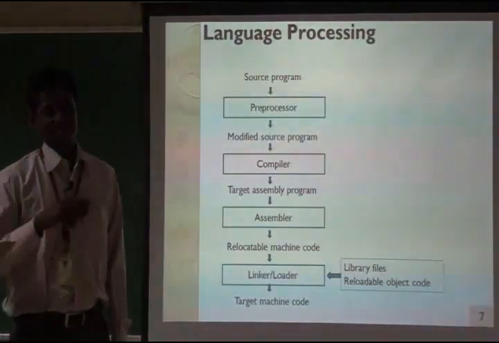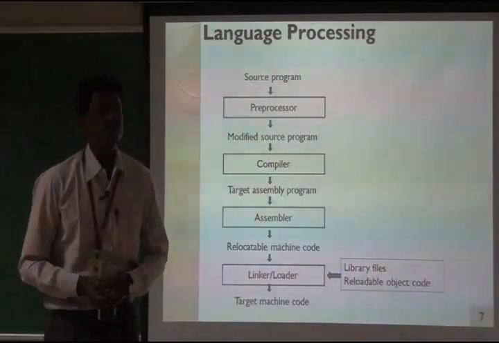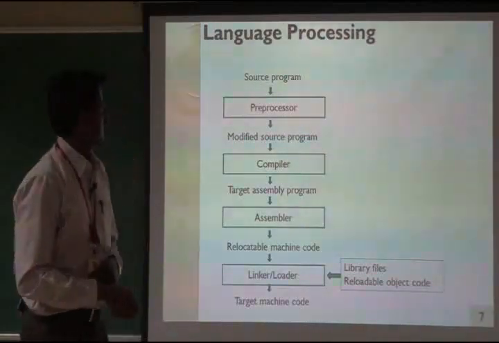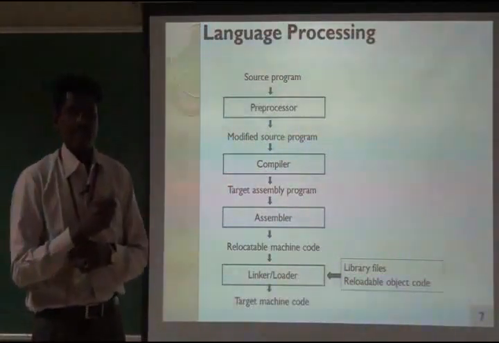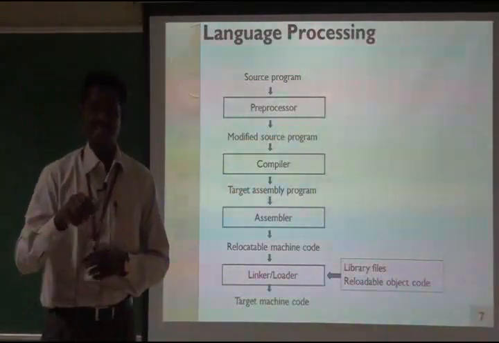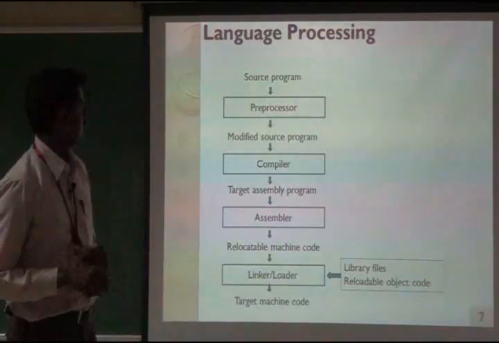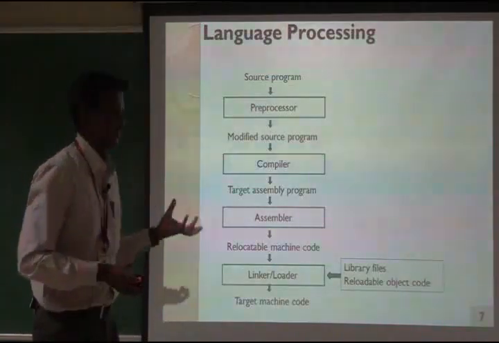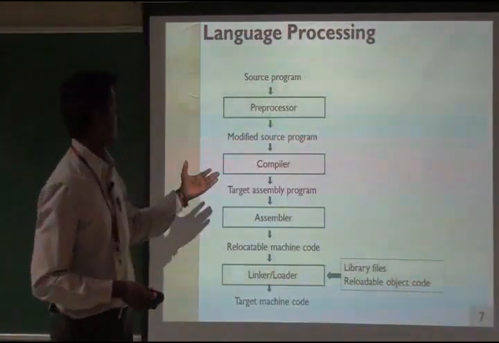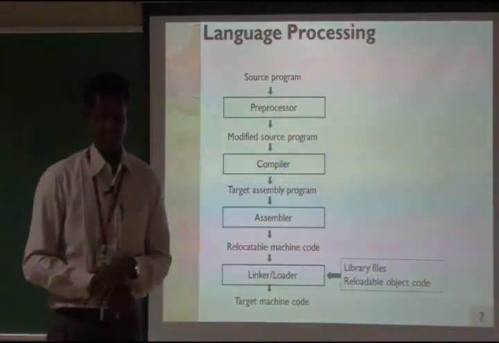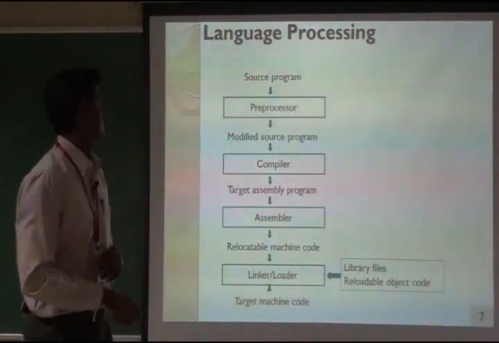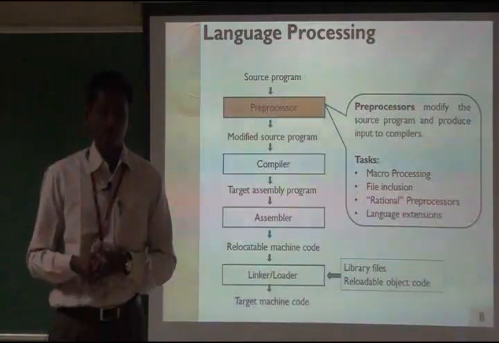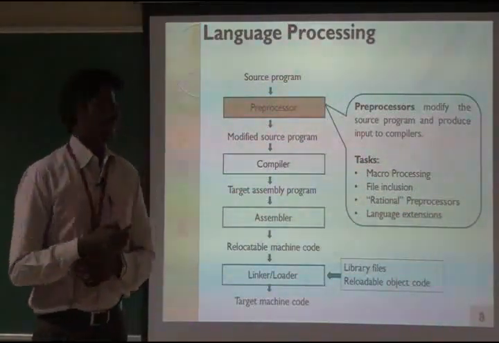The language processing system. We have thousands of languages, right? So how are the languages processed in the computer? The source program, otherwise called the user program or skeletal program, that is written by the user, is given to the preprocessor, a system software, right? Why is it called a preprocessor? If you do anything before compilation, that is called preprocessing, which is done by the preprocessor, right? A preprocessor modifies the source program into input for the compiler, right?